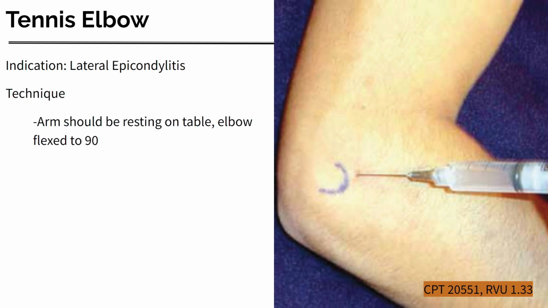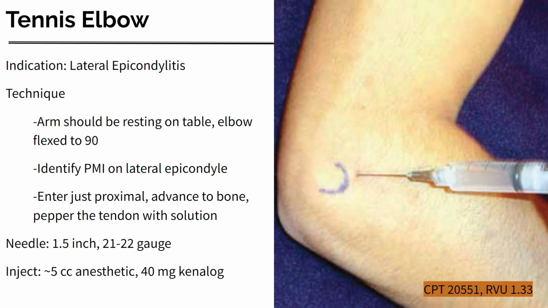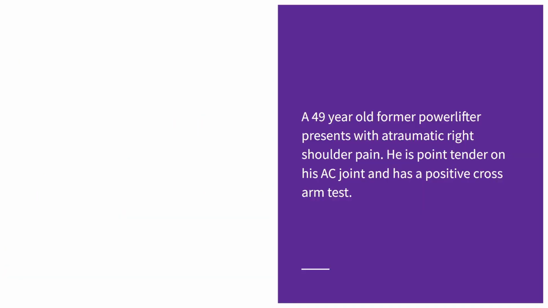The arm should be resting on the table, elbow flexed to 90 degrees as in this picture. Identify the point of maximal intensity or tenderness on the lateral epicondyle, and then you're going to slide just distal to that and enter proximal to that tender point, advance to the bone, and then pepper the tendon with your injectate, okay? 1.5-inch needle, 21-22 gauge. And you don't always need 5 cc's. This is probably more like 3, but also add in the Kenalog there.